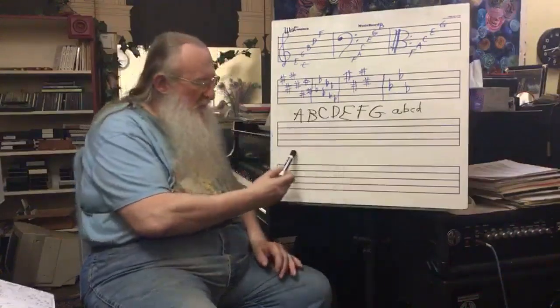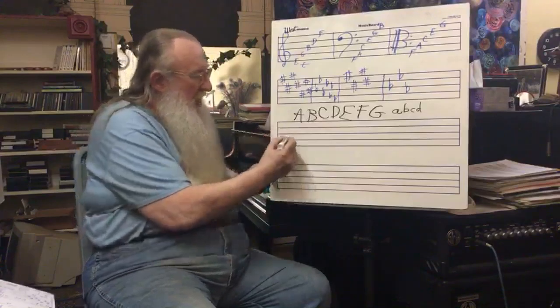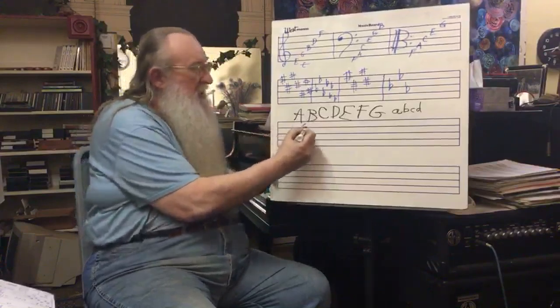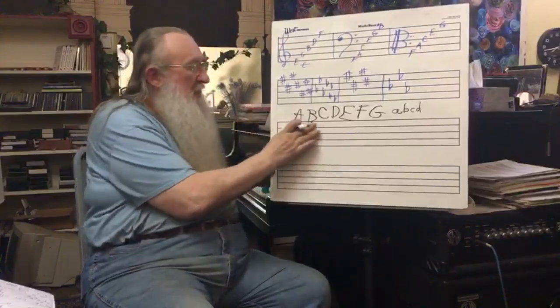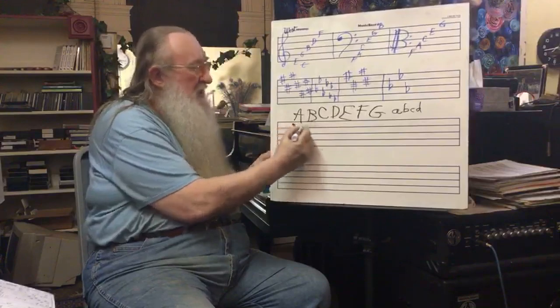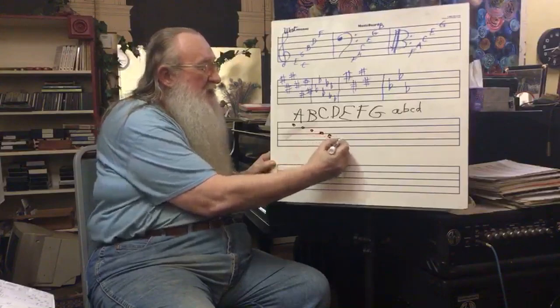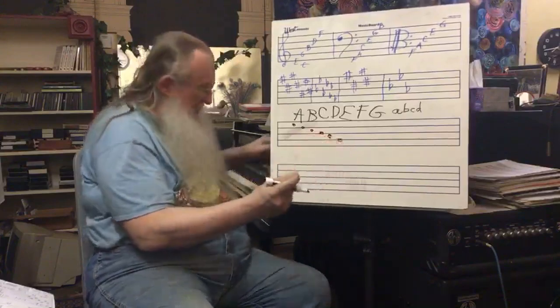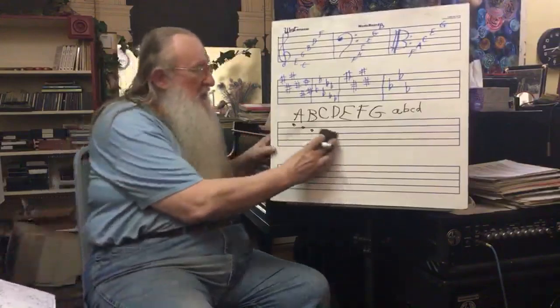And if you're going up the scale, A, B, C, D, E, F, G, no problem. But if I want to start reading coming down and I'm starting here with E, D, C, B, A, G, that's a problem. I have to be able to say the alphabet backwards in order to do that.